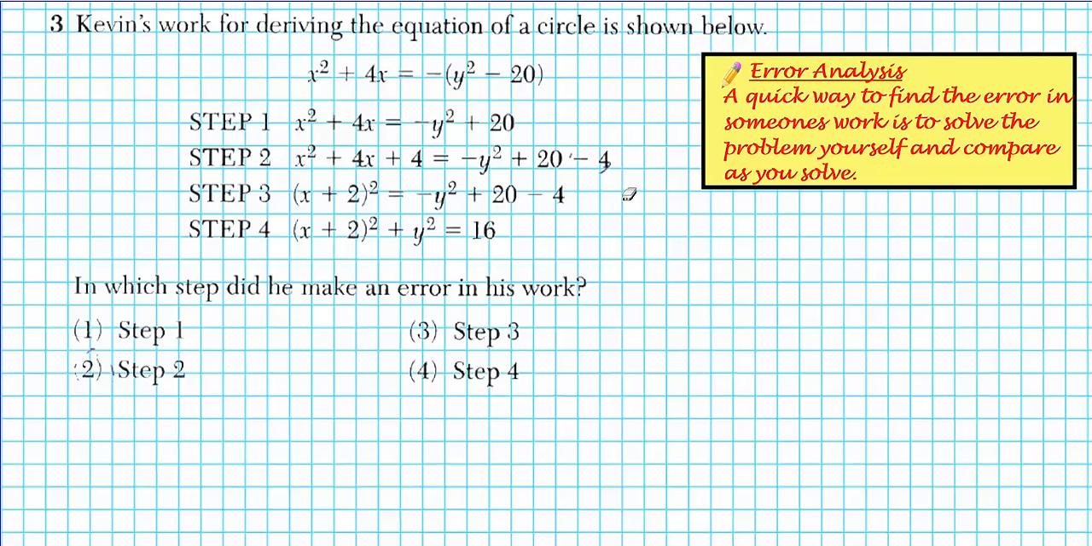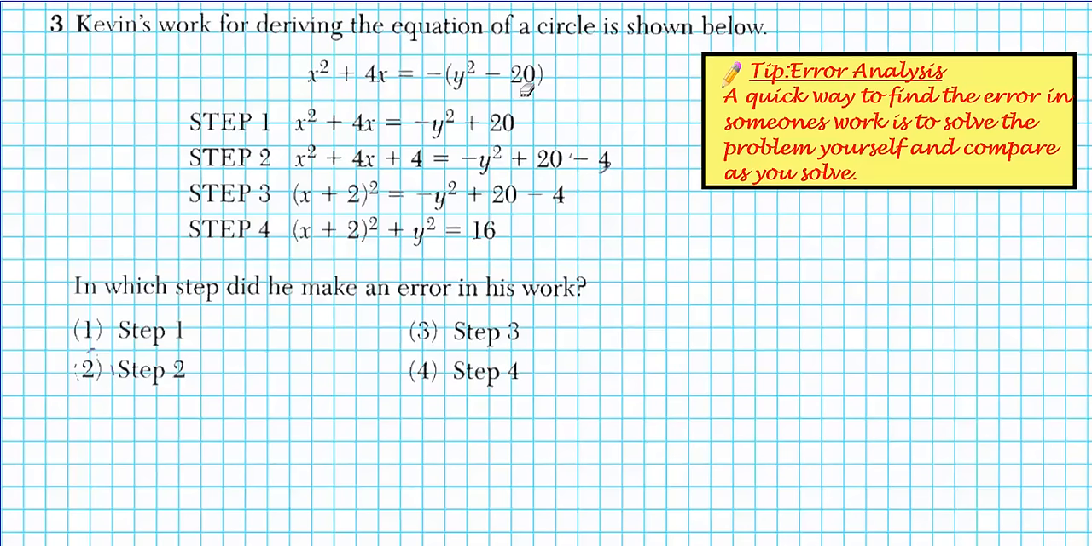Now, for some of you students, it's easy to examine the work of someone else and see what the mistake is. But if you're having difficulty with that, consider this tip on error analysis. A quick way to find the error in someone else's work is to solve the problem yourself. Compare your steps as you go, and where you have a discrepancy, more likely than not, that is where the error lies. Okay, so that is what we're going to do here.